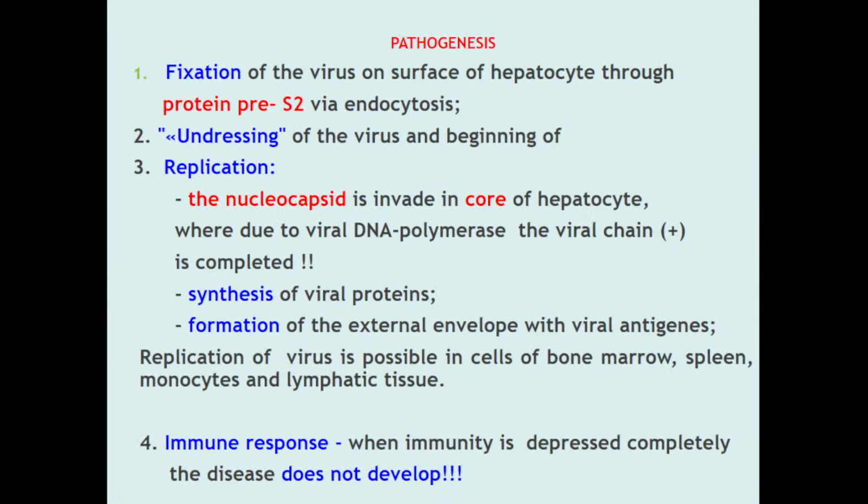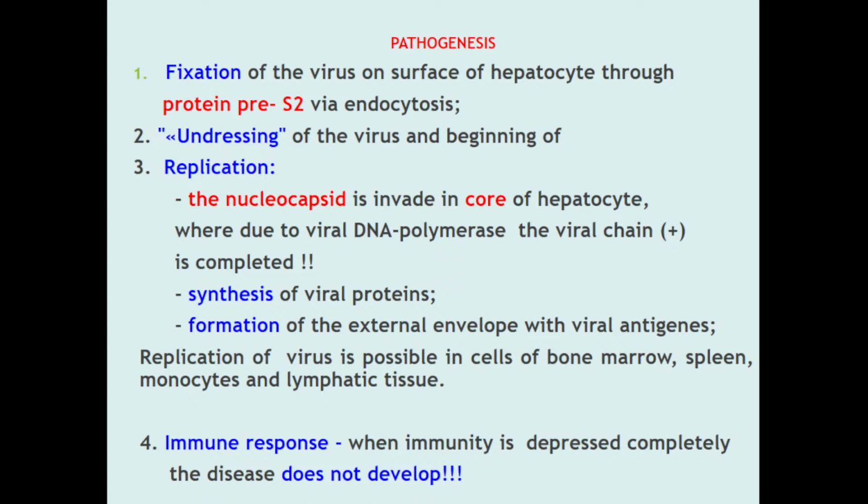Pathogenesis. Fixation of the virus on the surface of hepatocytes through protein pre-S2 via endocytosis. Undressing of the virus and beginning of replication. The nucleocapsid invades the core of the hepatocyte, where, due to viral DNA polymerase, the viral chain is completed. Synthesis of viral proteins, formation of the external envelope with viral antigens. Replication of the virus is possible in cells of bone marrow, spleen, monocytes, and lymphatic tissue.